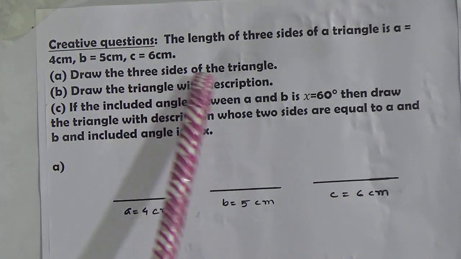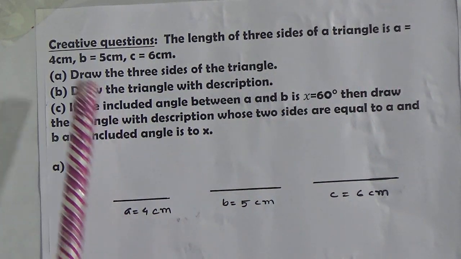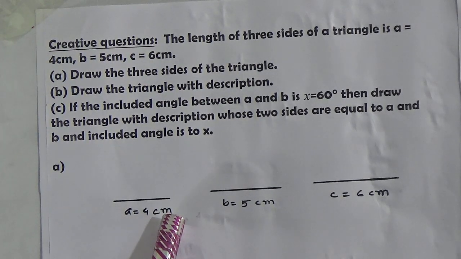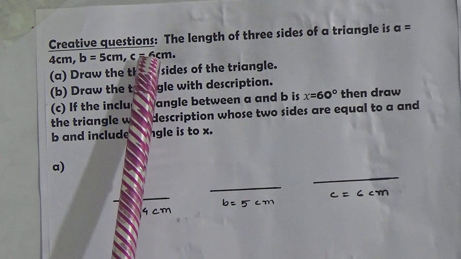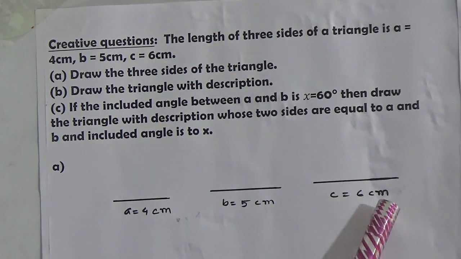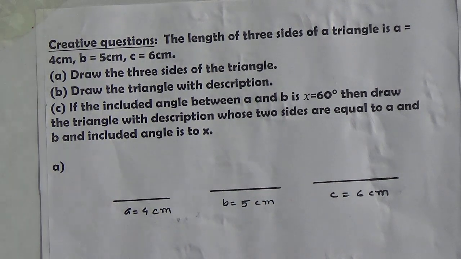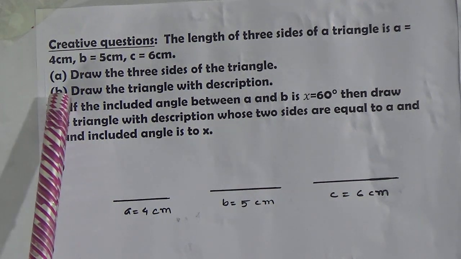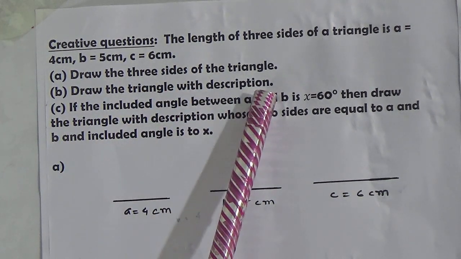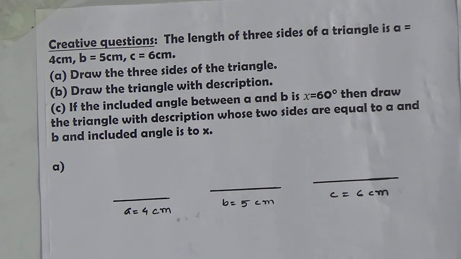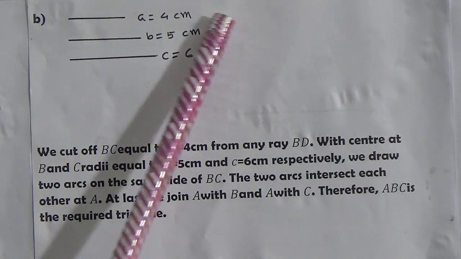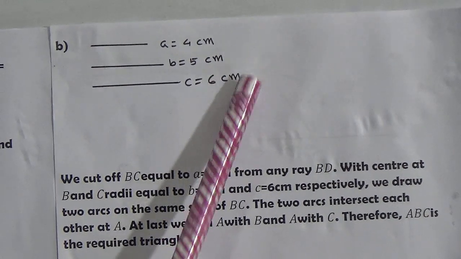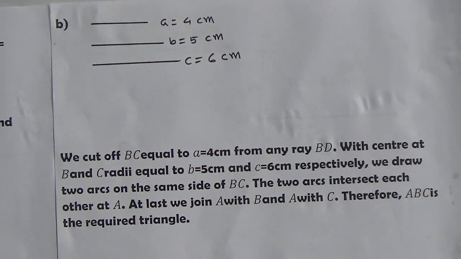A number, draw the three sides of the triangle: a equal to 4 centimeter, b equal to 5 centimeter, and c equal to 6 centimeter. Now see B number question. Draw the triangle with description. That means you have to draw the triangle and write the procedure. Now B, a equal to 4 centimeter, b equal to 5 centimeter and c equal to 6 centimeter.